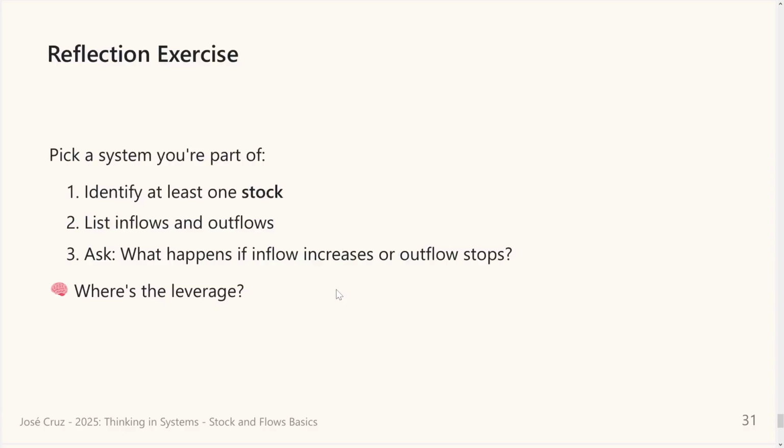Reflection exercise, if you want to practice this: pick a system you're part of, maybe in your company or maybe at your home, maybe your personal finances, maybe investments that you're doing, maybe your vehicle, like the maintenance of it. Identify at least one stock and list inflows and outflows. Ask what happens if inflow increases or outflow stops.